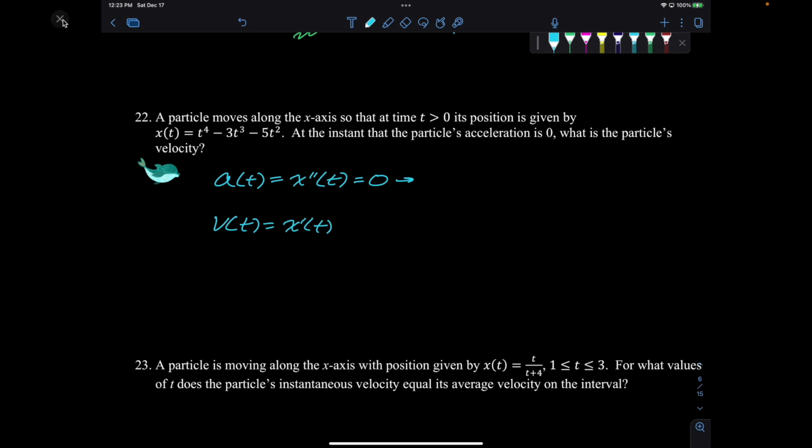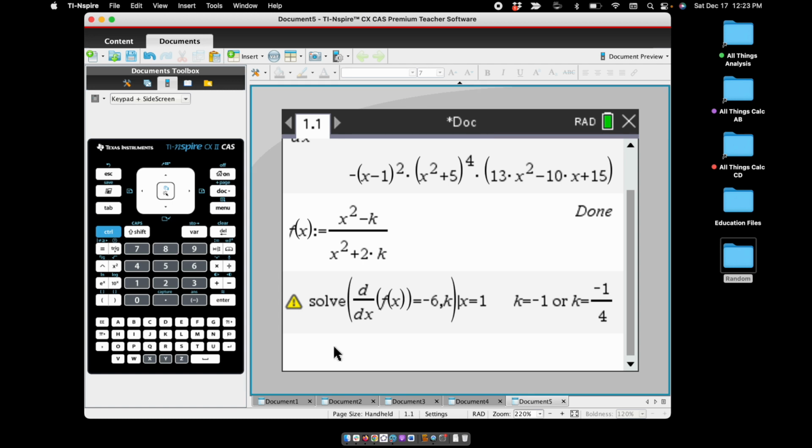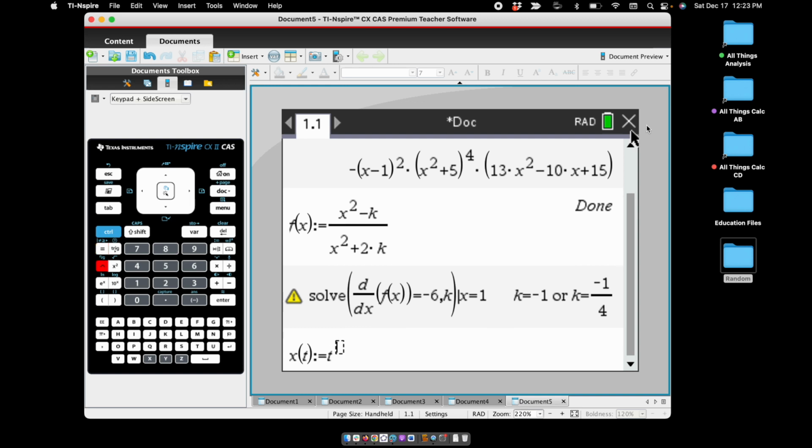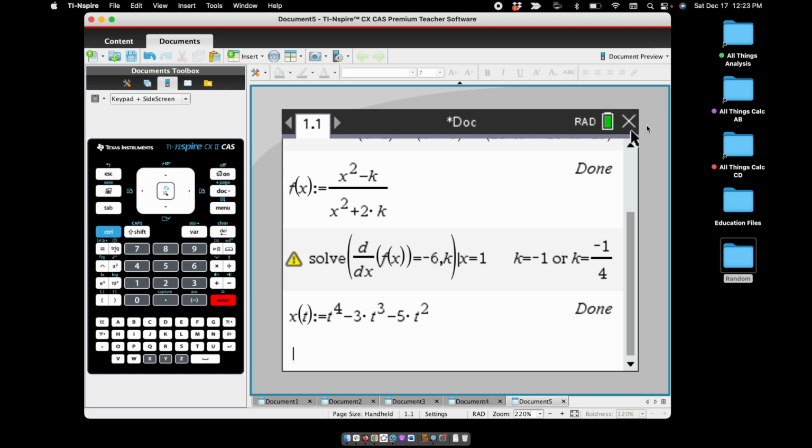So let's see. All right, so I'm going to define x of t, which I think is kind of a bad idea. The cursor is universally in my way when I'm typing on this calculator. I think it's a bad idea because when I try to use x again later, it'll be defined. And you don't really want that for most things, but whatever. T to the fourth minus 3t cubed minus 5t squared.